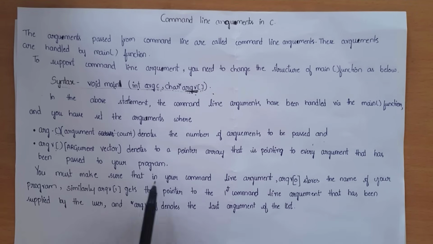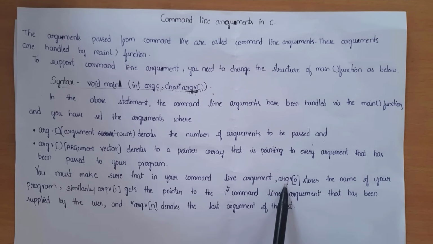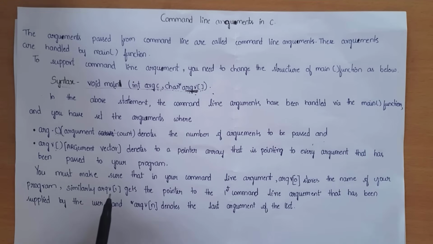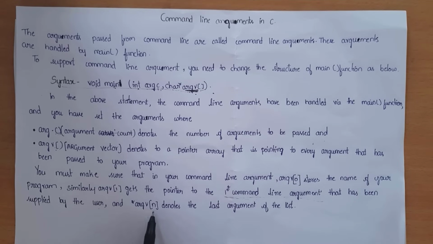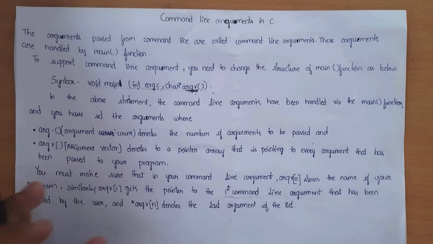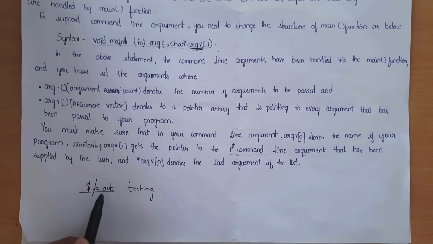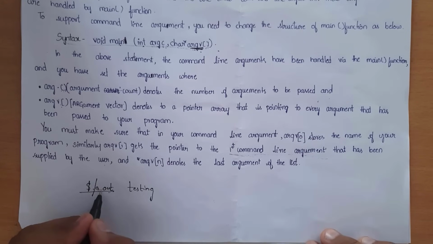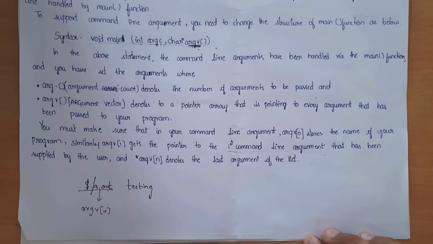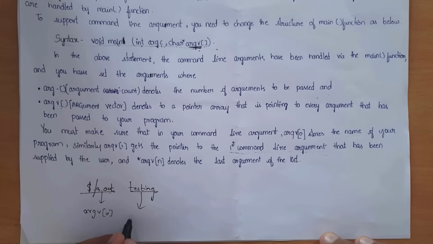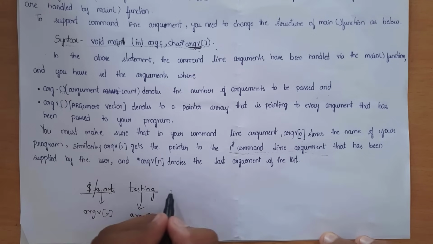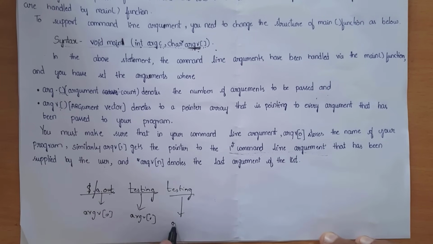You must make sure that in your command line arguments, argv[0] stores the name of your program, and similarly argv[1] gives a pointer to the first command line argument that has been supplied by the user, and argv[n] denotes the last argument. The meaning of this is, for example, this a.out is my program name. This program name is stored in argv[0], and I am passing an argument named testing. So this testing is stored in argv[1]. If I write testing again, then this is stored in argv[2].